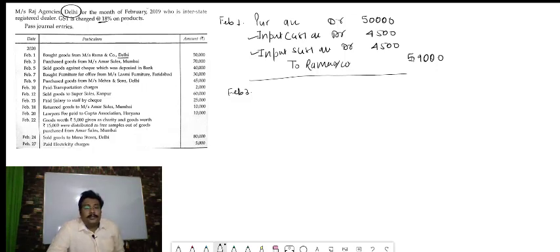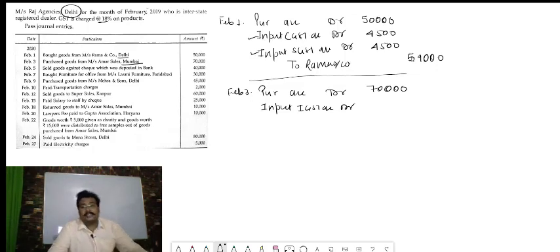Now, February 3. Purchased goods from Messrs. Amar Sales, Mumbai. Bachcho, you are purchasing the goods from Mumbai and you are in Delhi. So it will be purchase account debit 70,000. Instead of CGST and SGST, we will charge input IGST account debit. How much? 70,000, 18%. It will be how much, bachcho? It will come to 12,600. Okay.